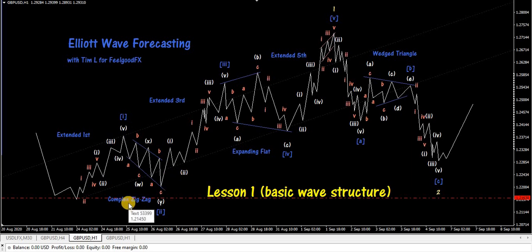Okay, so that's a complex correction. Now, you do get a triple three as well. A triple three would just be labeled WXYXZ, and then that Z could be another zigzag coming down, or probably one of my most favorites, it gives us a triangle. So it gives us an ABC for a W, then an X, which is a little zigzag. Then it gives us another ABC, that's our double three for our Y. It gives us another little zigzag for another X. And then it gives us an A, B, C, D, E. Yes, and this correction is just taking forever.